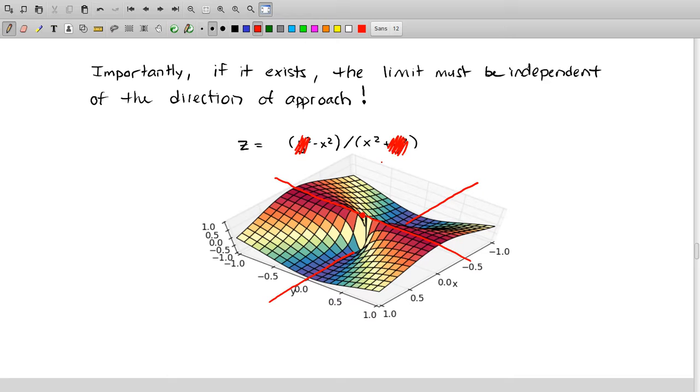So approaching from one direction, I get 1. Approaching from opposite direction or perpendicular direction, I get -1. This function has no limit at the origin, even though it looks fairly well behaved. You've got this x squared plus y squared on the bottom, which is positive everywhere except 0, and that's why we run into a problem at the origin, because the limit is different from different directions, so it doesn't exist.